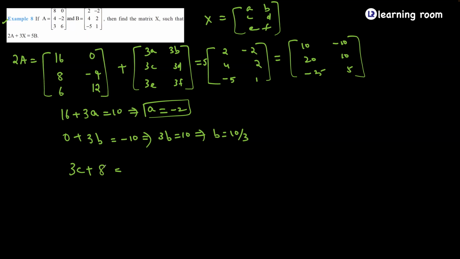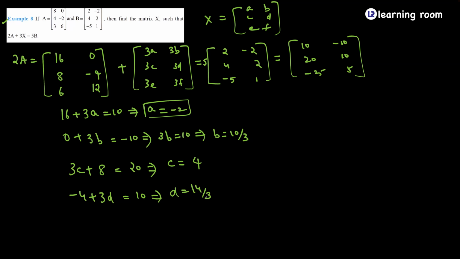3c plus 8, how much is it? 3c plus 8 is 20, which implies c is equal to 20 minus 8, 12. 12 by 3 is 4. Right. Then what will you have? Minus 4 plus 3d is equal to 10, which implies 3d is equal to 14. D will be equal to 14 divided by 3.